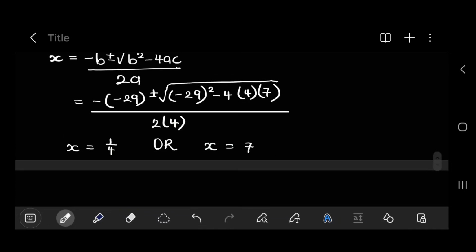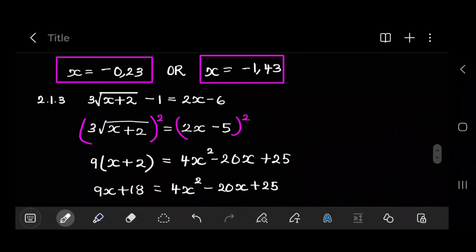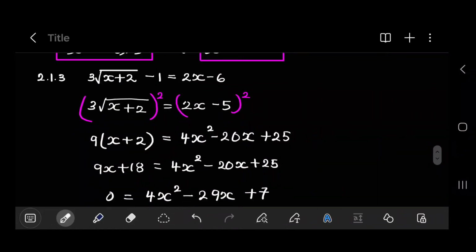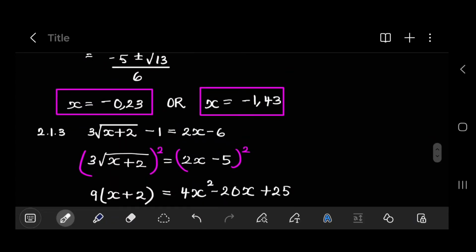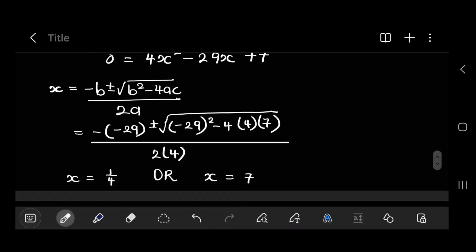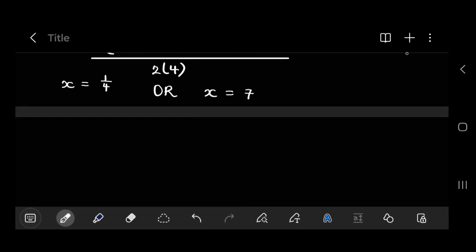But remember, when it's this type of question where you have the square root in it, you always need to substitute your values and see if they work out. Now, when we substitute these values, we realize that 1 over 4 does not work out. We do not get the left-hand side being equal to the right-hand side, meaning that 1 over 4 is not applicable, but 7 does work out, which means that 7 is the answer.